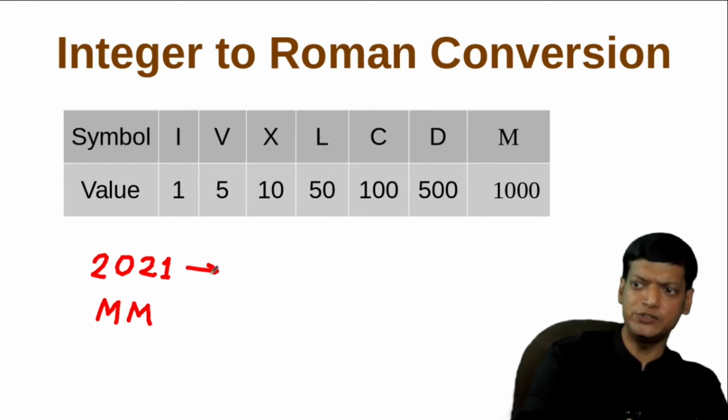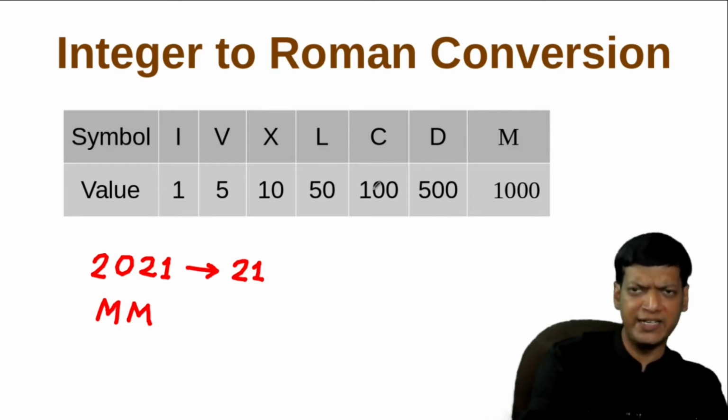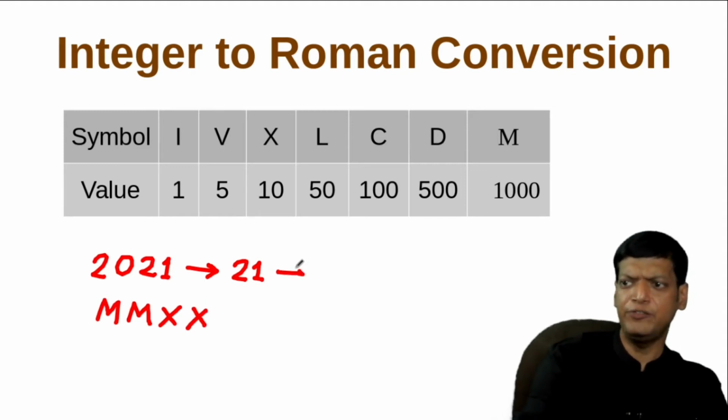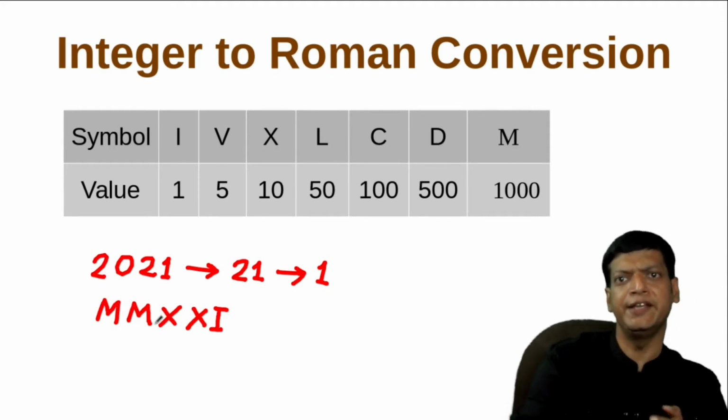Then we have already resolved 2000, and what is left is 21. 500 doesn't divide 21, 100 doesn't divide. By divide I mean that it doesn't give a positive quotient. Then 50 doesn't divide, but 10 divides 21 two times, so we'll repeat the corresponding symbol, that is X, twice. Now we are left with 1, and obviously 5 doesn't divide 1, but 1 divides 1, and we repeat the corresponding symbol, that is I, once. So hence 2021 will give us MMXXI in Roman.